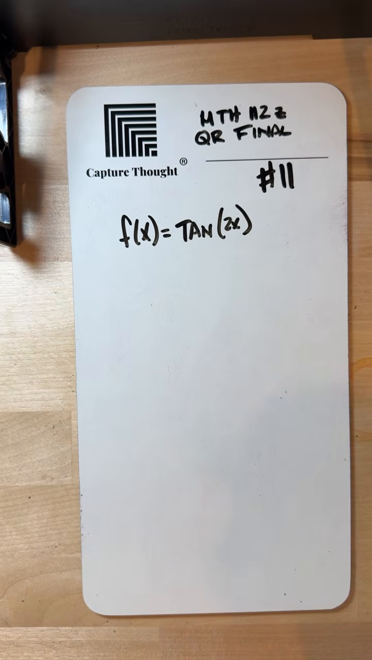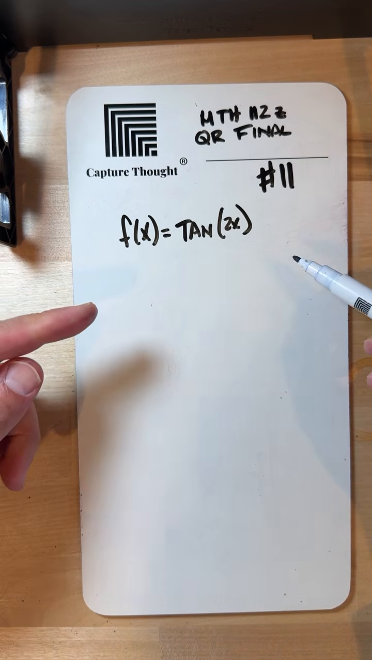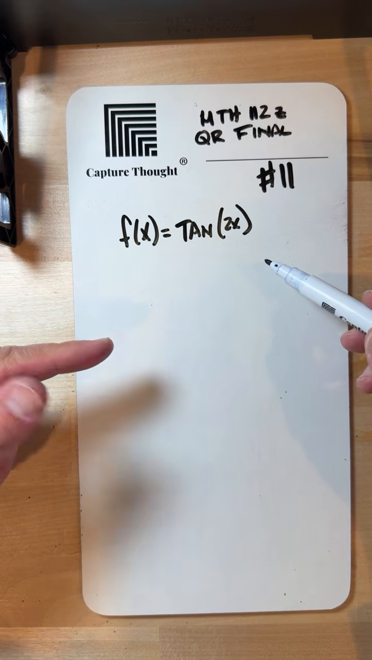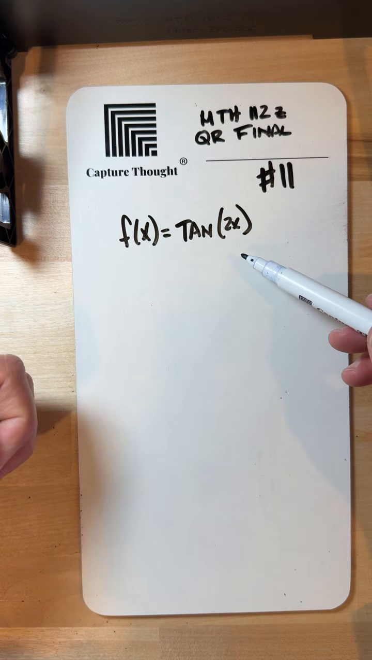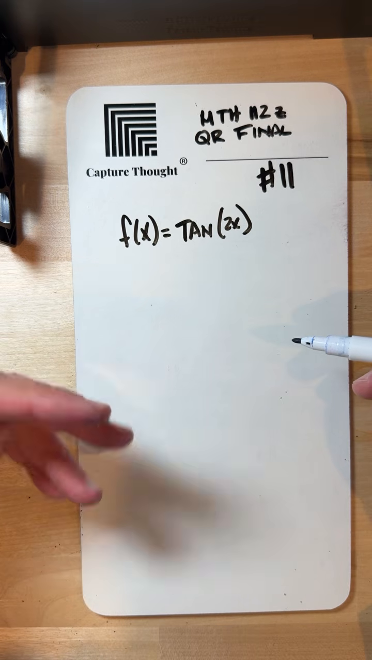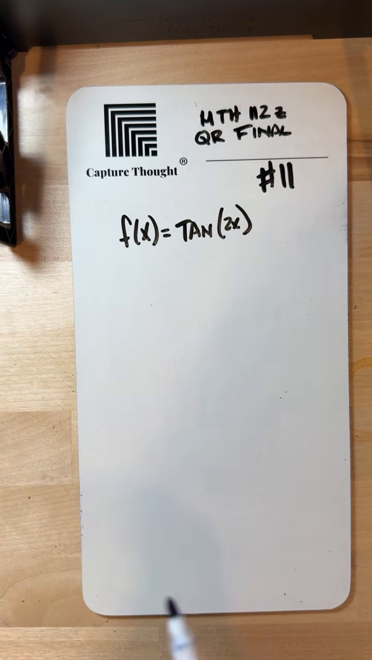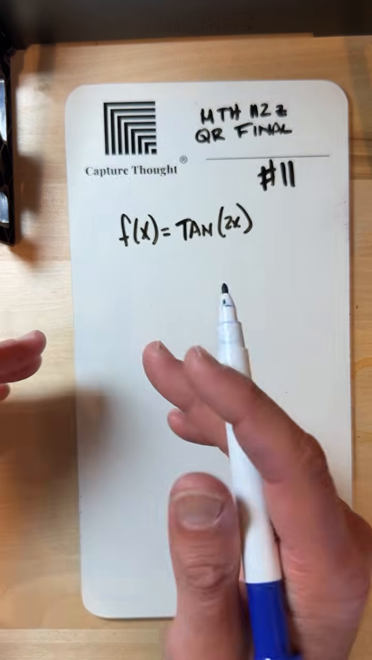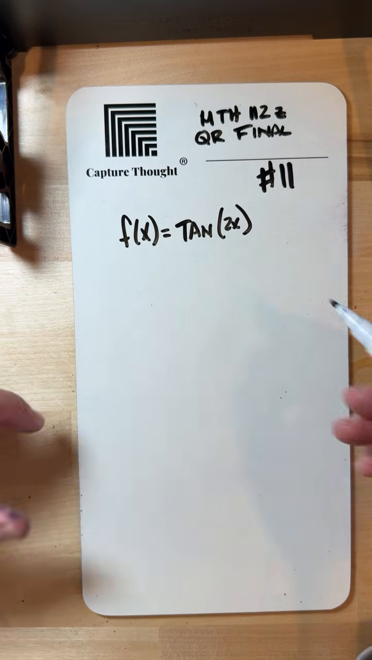All right, for number 11, this guy wants us to graph this function by hand, include two consecutive asymptotes, and then the vertical asymptotes and all that good stuff. Okay, so you start by figuring out where two consecutive asymptotes for this function live.